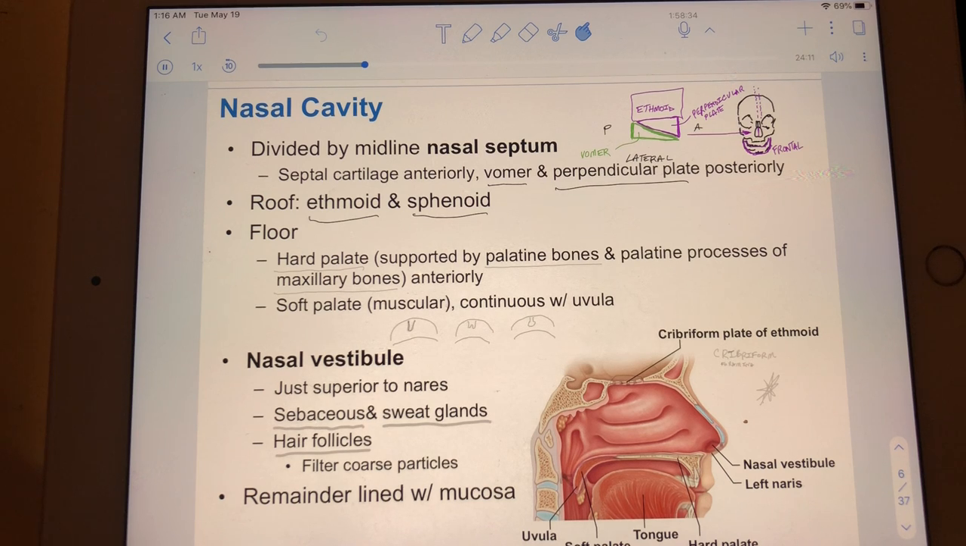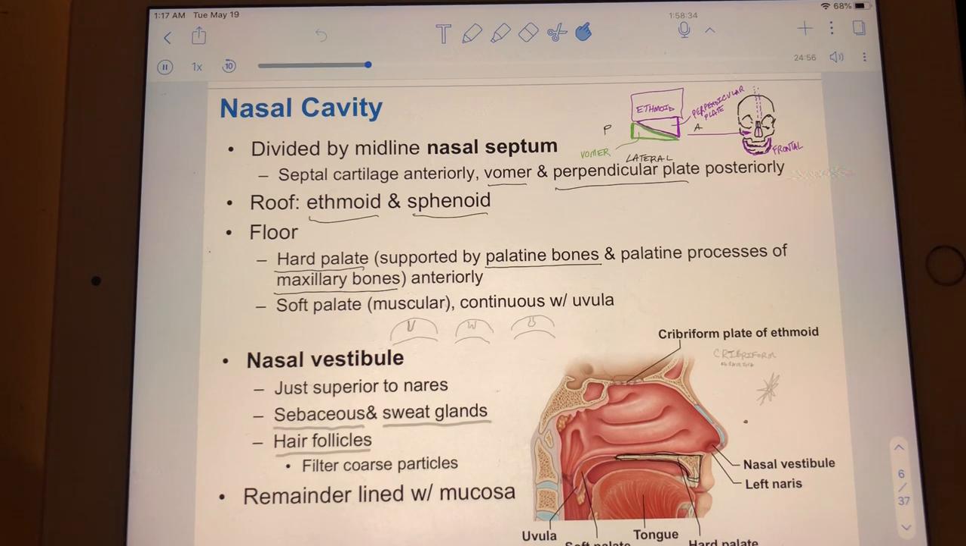Its floor is comprised of an especially reinforced portion and a not so reinforced portion. The reinforced portion is called the hard palate. It's reinforced by bone, by palatine bones. We have two palatine bones and maxillary bones, or maxillae, same thing. We have two of those. Here, this is hard palate. It's one hard palate, but how many bones total? Four. Two palatine, two maxillary.